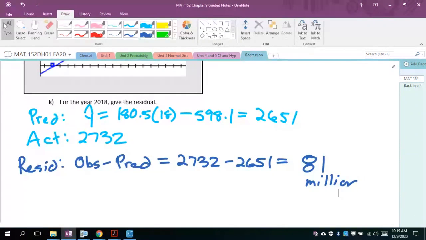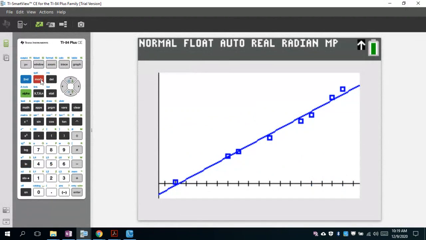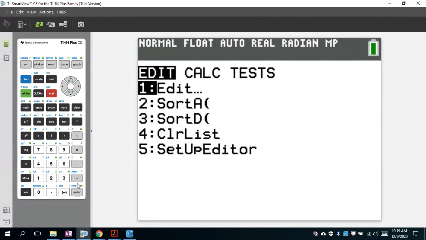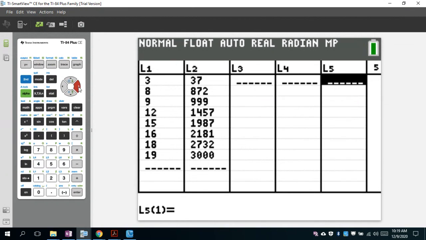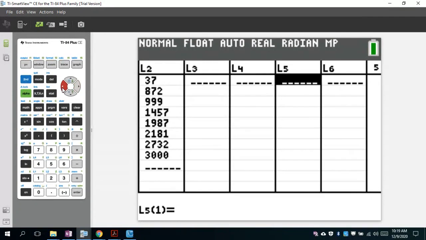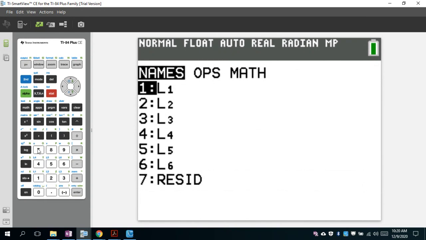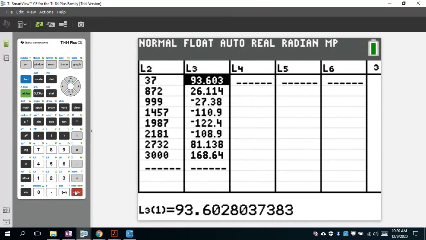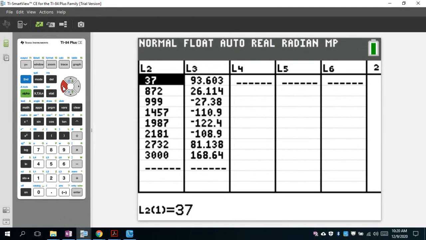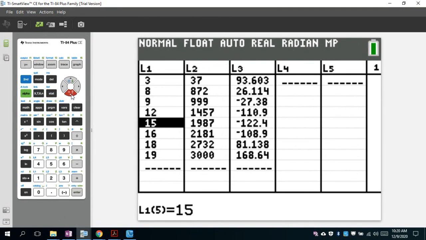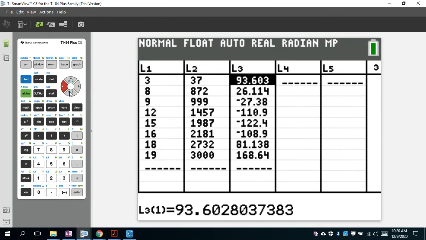So, now another thing before I stop recording here, if you go to Stat and Edit, one of the cool things that this calculator does is it stores the residuals. So if you highlight L3 and hit second stat for list, you can choose RESID. Now, if you look here, for the year 2018, there's your residual.